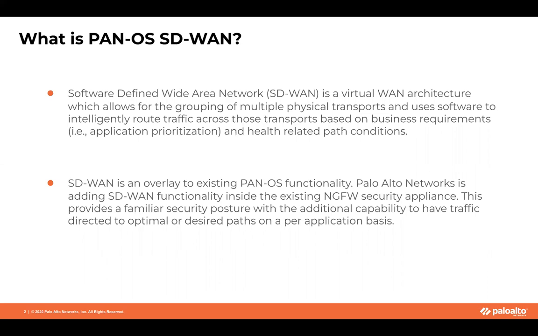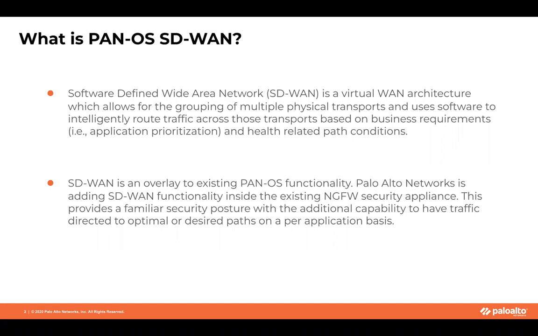So we basically can intelligently route applications based on path quality, source destination IPs, source destination subnets, even specific user groups.